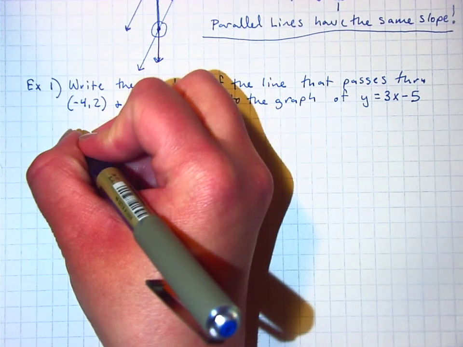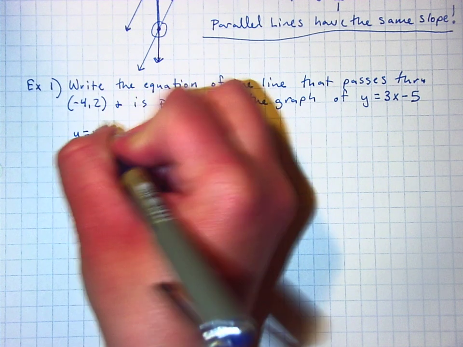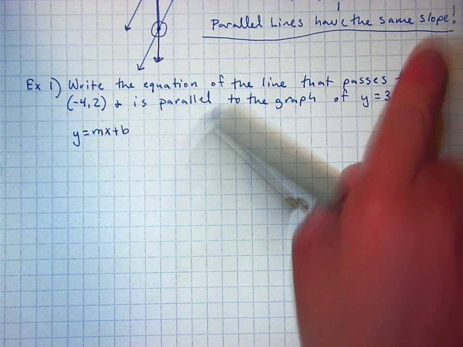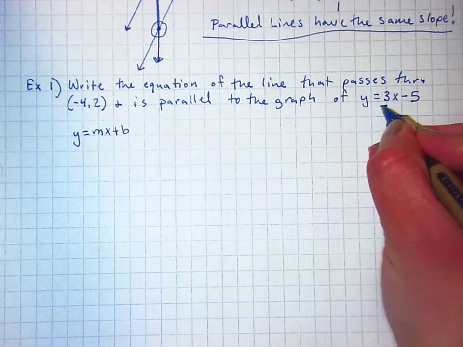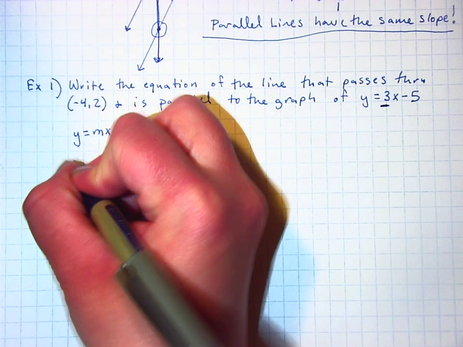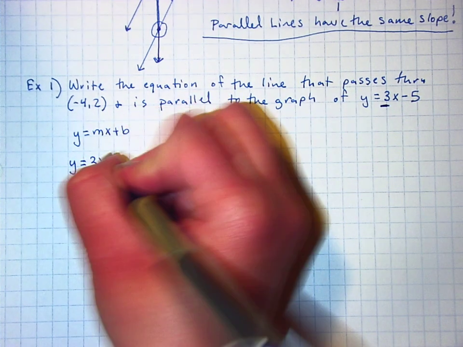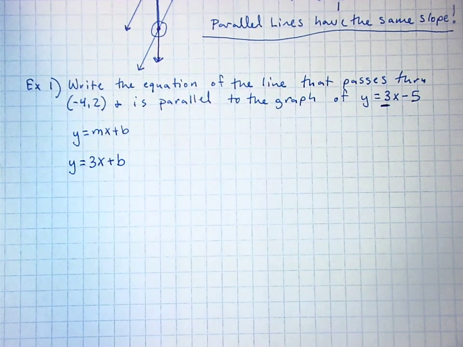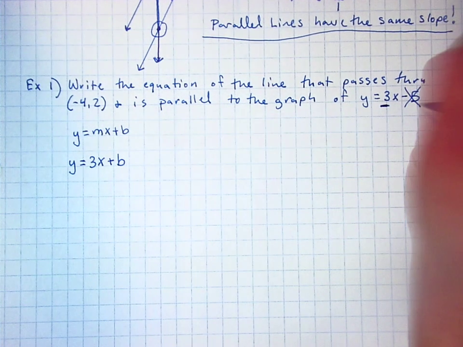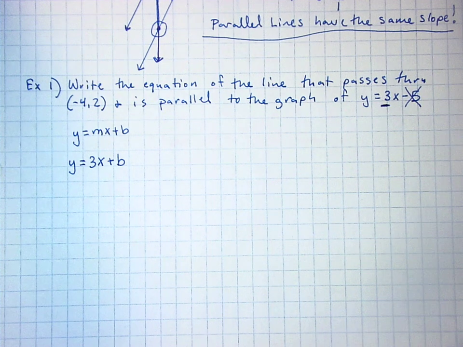So, if I write out the equation y equals mx plus b, I know, because we wrote right here, parallel lines have the same slope. So I'm going to look at this slope right here. The slope is 3. So I'm going to write in on my equation y equals 3x plus b, but I know that they don't necessarily have the same y-intercept. So I'm not going to copy that minus 5 part. That part doesn't really even matter in this problem.